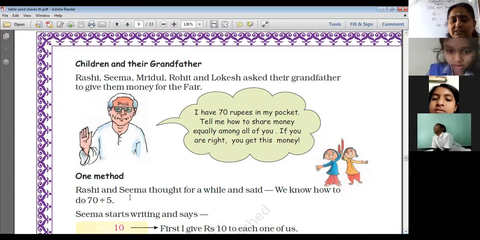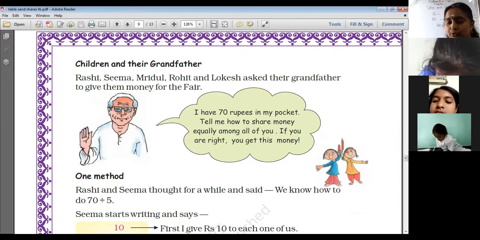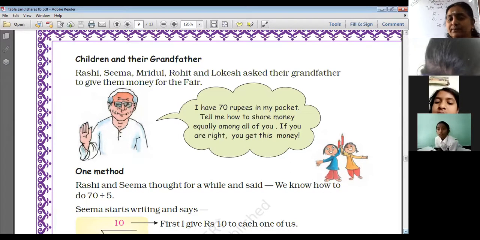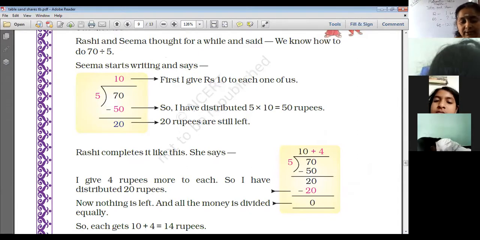So, Rashi and Seema thought for a while and said, we know how to do 70 divided by 5. That means 70 rupees, how to share equally among 5 children. So, how did they do it? So, we will see here.